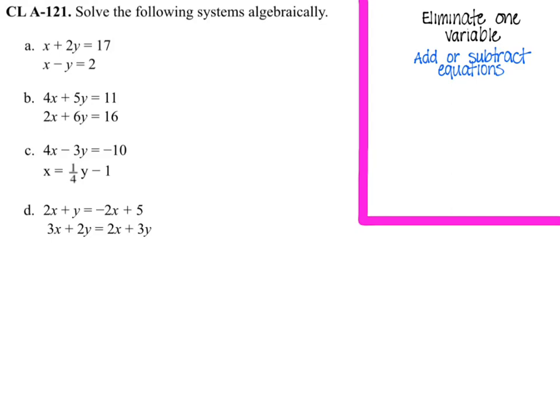One of the ways is we can add or subtract the equations to eliminate a variable, or we can use a substitution method. And it just depends on the problem and what you can see and which method to use.